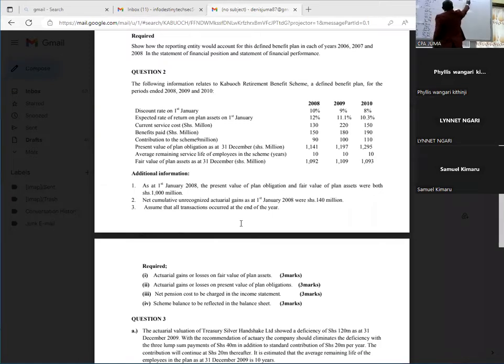208, 209, 2010. Pension cost, you will bring for me current service cost, interest charge. What else do you want to bring? You bring those ones first. What was the current service costs?